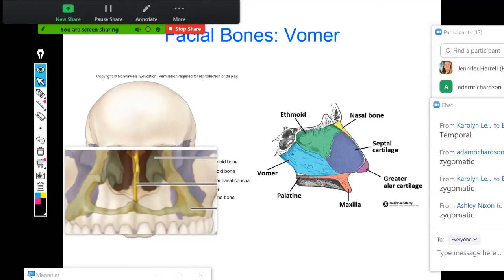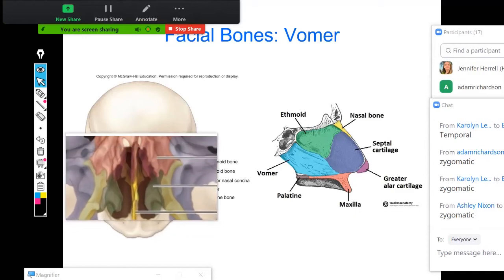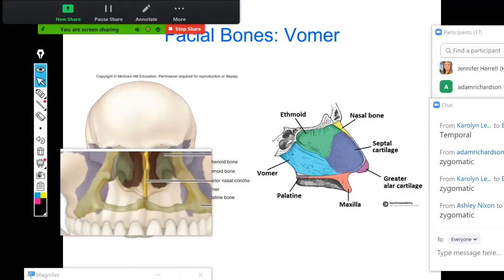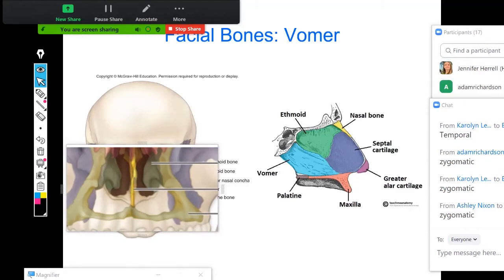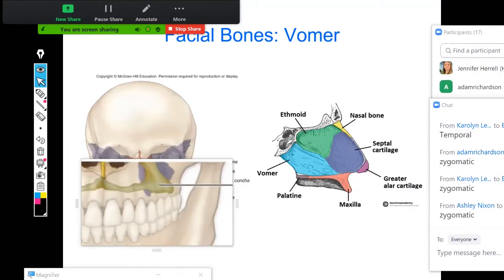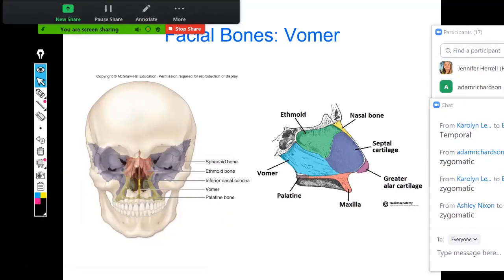So you can see that it actually extends up and makes up the side walls of your nose. And then it comes down and reaches across and makes up the roof of your mouth as well. That's the palatine process. Or no, it's the palatine bones behind the maxilla. So the palatine's kind of buried in the face. And so is the vomer.